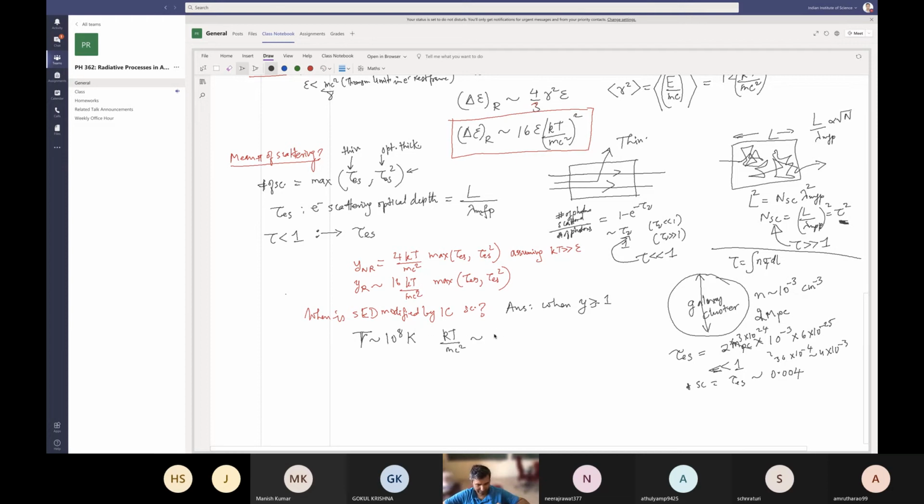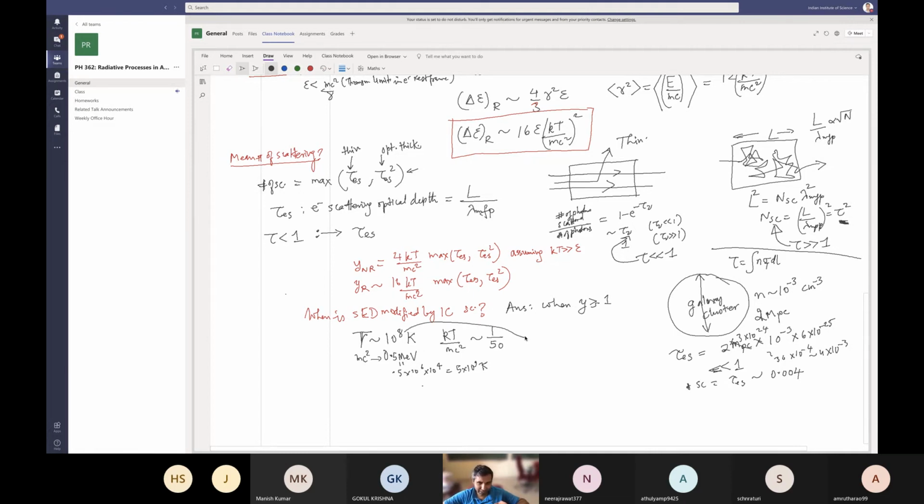Can someone tell me? So mc squared for electrons is 0.5 MeV, right? So what is that in Kelvin? 0.5 times 10 to the 6 times 10 to the 4. So this is like 5 times 10 to the 9 Kelvin. So this becomes 1 by 50. So you see Compton-y.